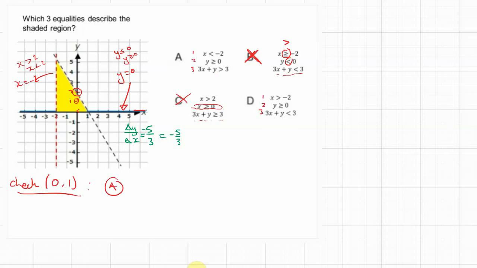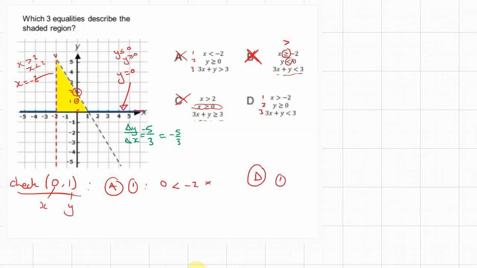And I'll do the same on the others. So checking inequality 1, I know x is 0 and y is 1. So I'm asking the question, is 0 less than minus 2? 0 is actually greater than minus 2, isn't it? So A is incorrect. I'm not going to check the rest because I don't need to. It has to satisfy every single one.